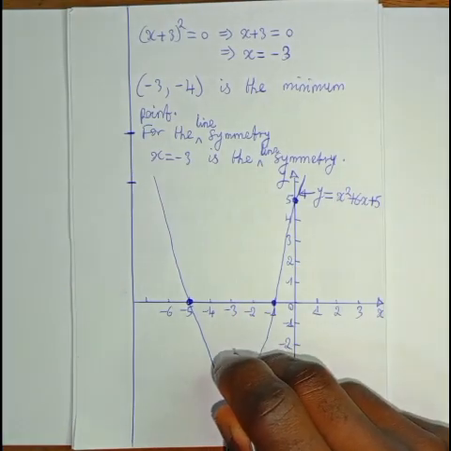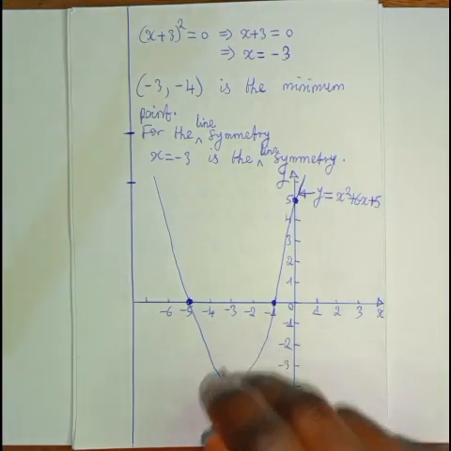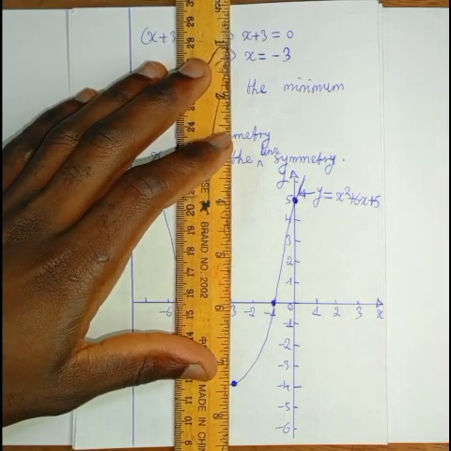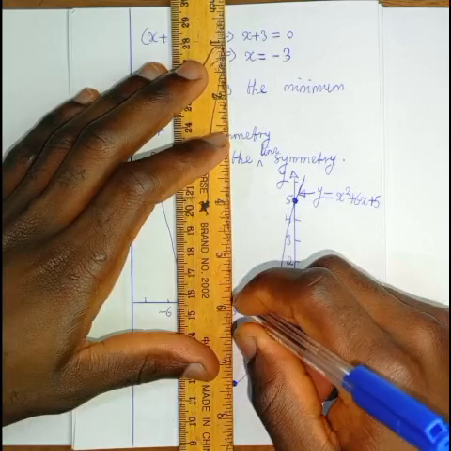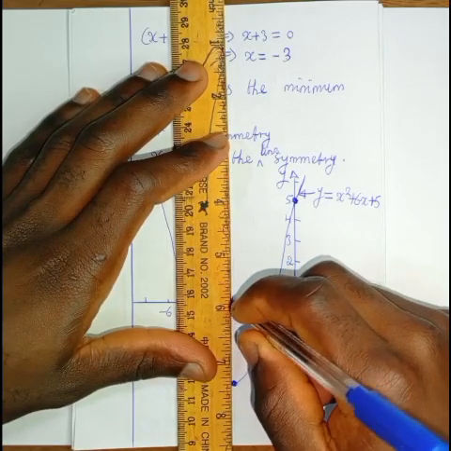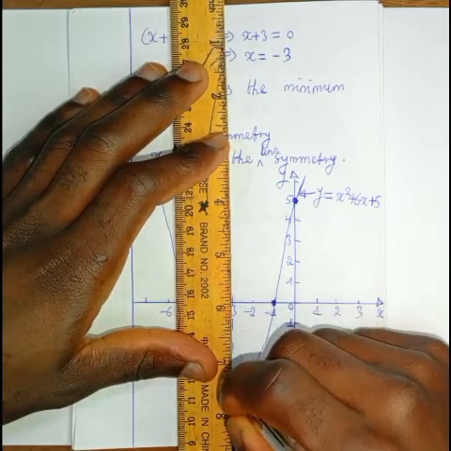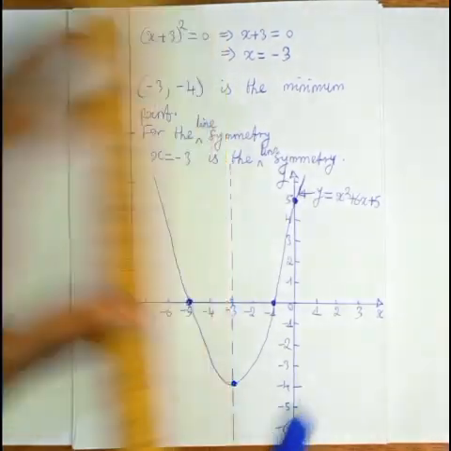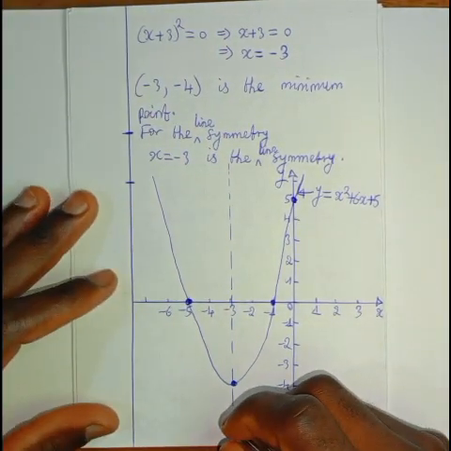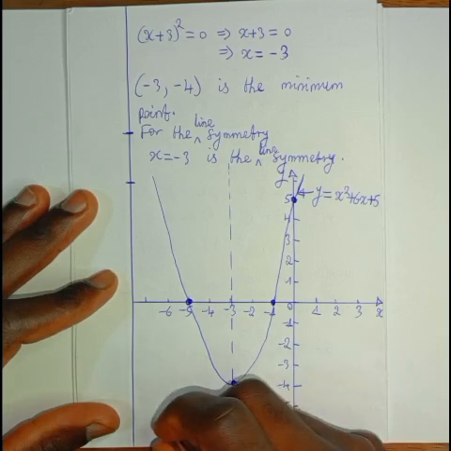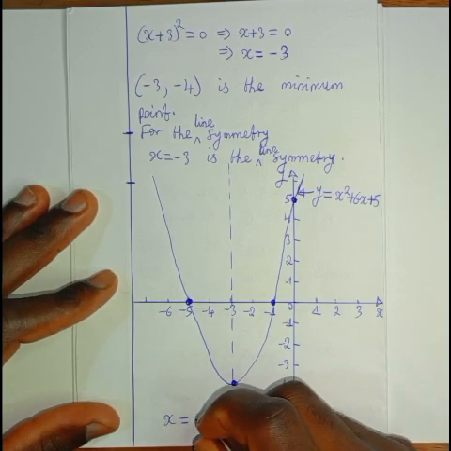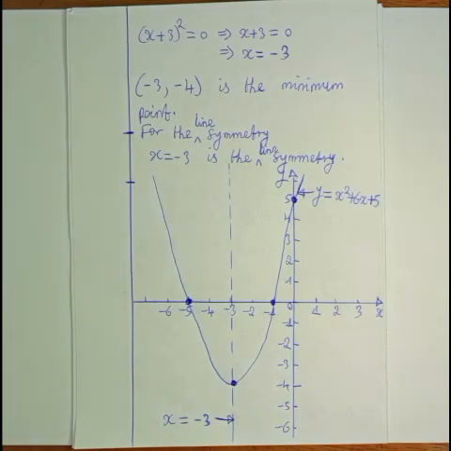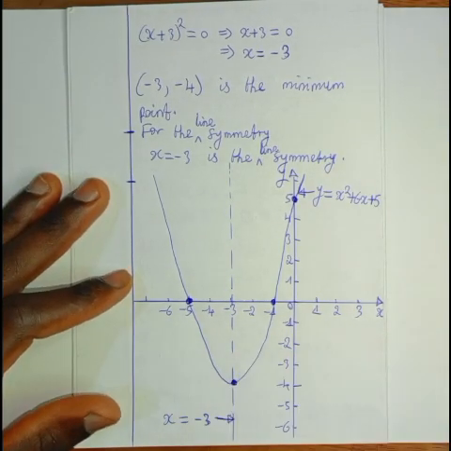Now the line of symmetry. Our line of symmetry is simply x equal to -3. It's our line of symmetry. Indicate this is x equal to -3. This is the line. And this is our minimum point.